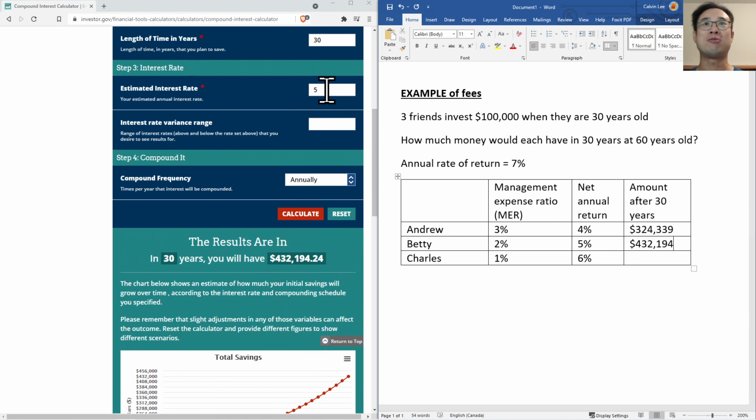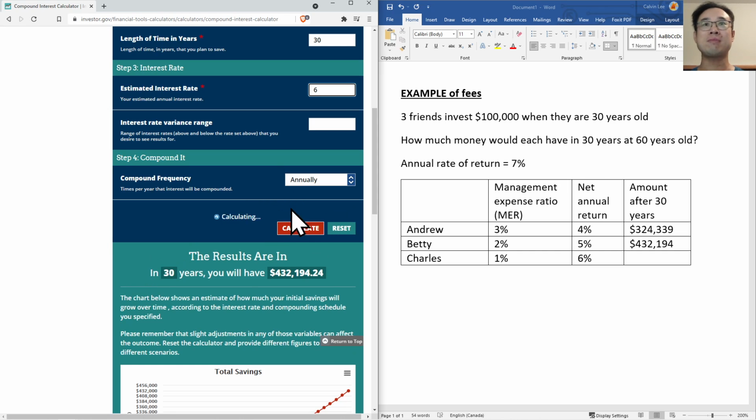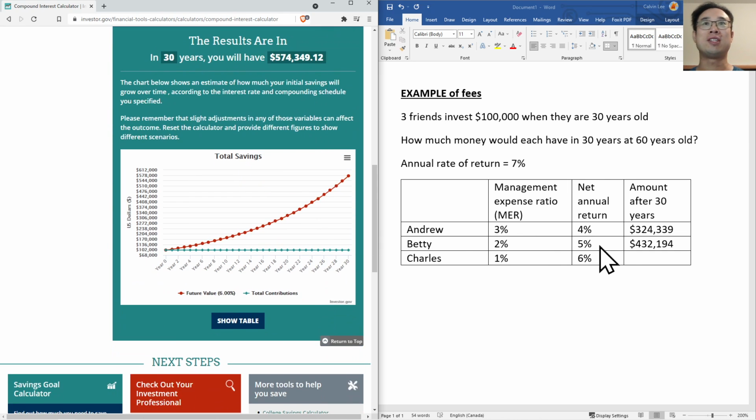And let's do Charles as well. Charles is going to have a net annual return of 6%. If we click calculate, you'll see that Charles is going to have $574,000. So over the long run, it really makes a big difference, the compound interest. Even if you have just a 1% difference in fees, you'll see that you're going to gain over $100,000 more over 30 years.